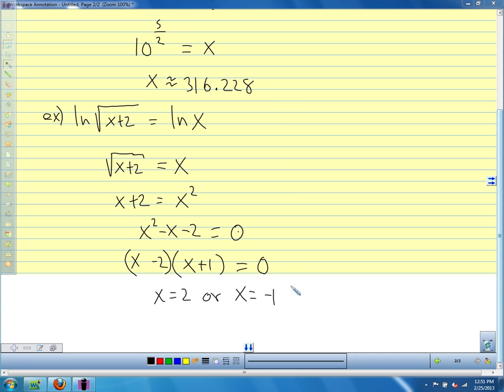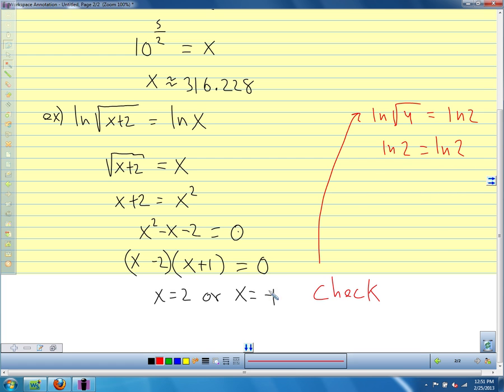Now I get two solutions. I need to check my answer. Could they both work? They possibly could both work. So I'm going to check my answers in my original equation. So I'm going to check up here. For the first one, I get the natural log of the square root of 4 equals the natural log of 2. Does that work? Natural log of 2 equal natural log of 2.